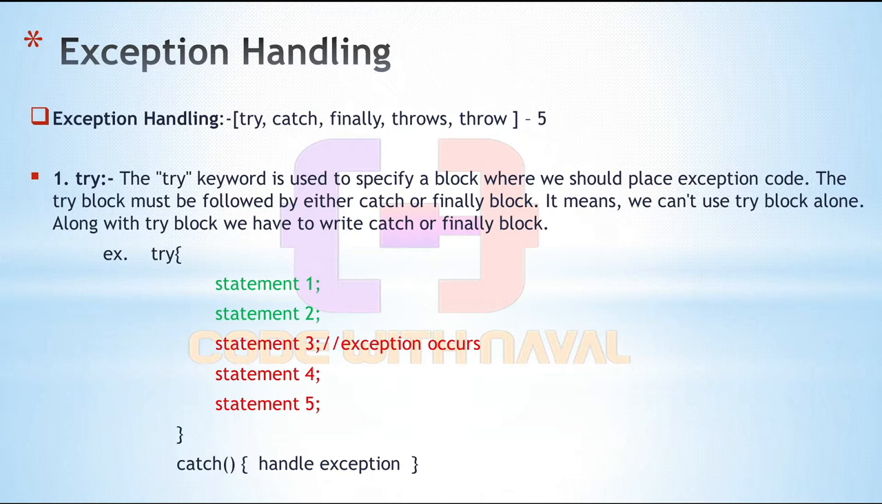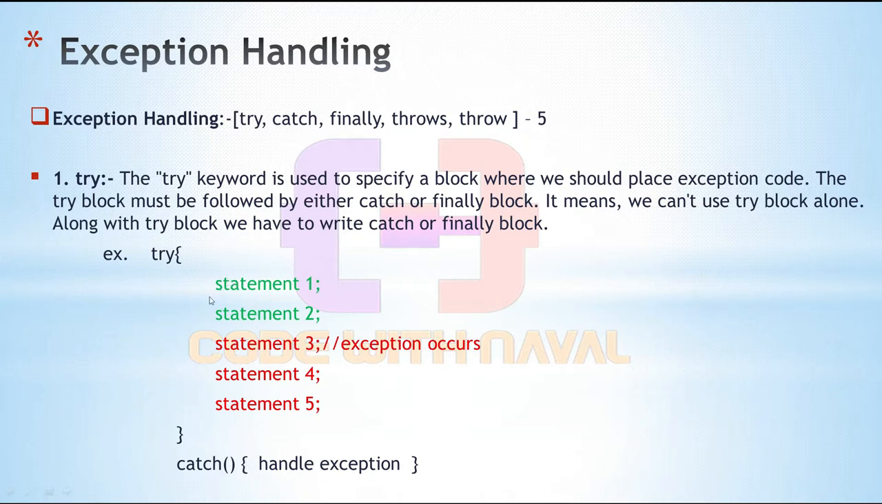First, we discuss try and catch block. The try keyword is used to specify a block where we should place exceptional code. The try block must be followed by either a catch or finally block. It means we can't use a try block alone. Along with the try block, we have to write a catch or a finally block. Here you can see in this example, simply inside a try block, we write 5 statements. And the third statement throws an exception, and we handle that exception in a catch block.